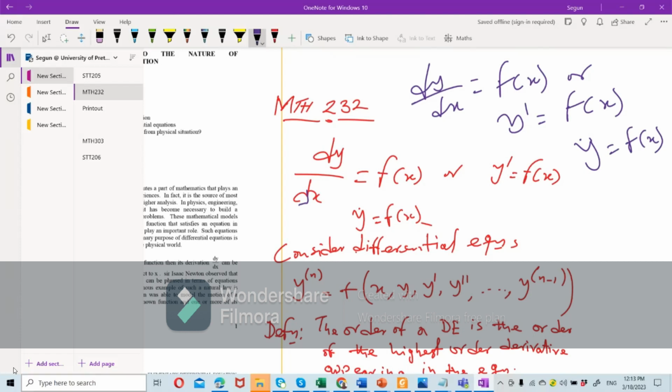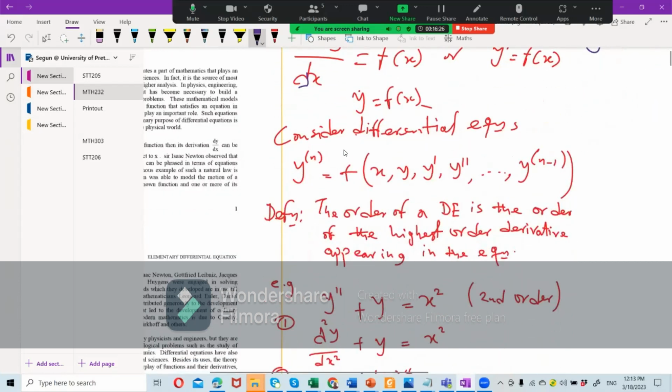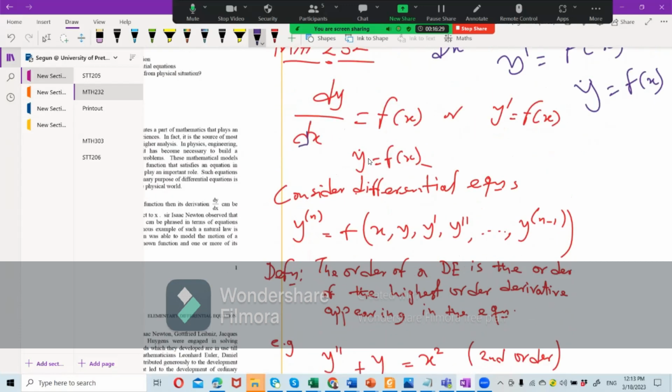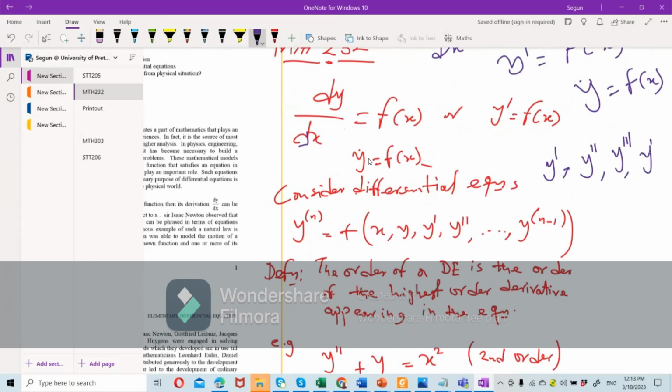So when you solve this problem, this is the first derivative, this is the second derivative, this is the third derivative, this is the fourth derivative, and so on. You can now have an nth derivative. What does it mean when you have an nth derivative? It is in this form: y to the n equals f of x, y prime, y double prime, until y raised to power n minus 1.